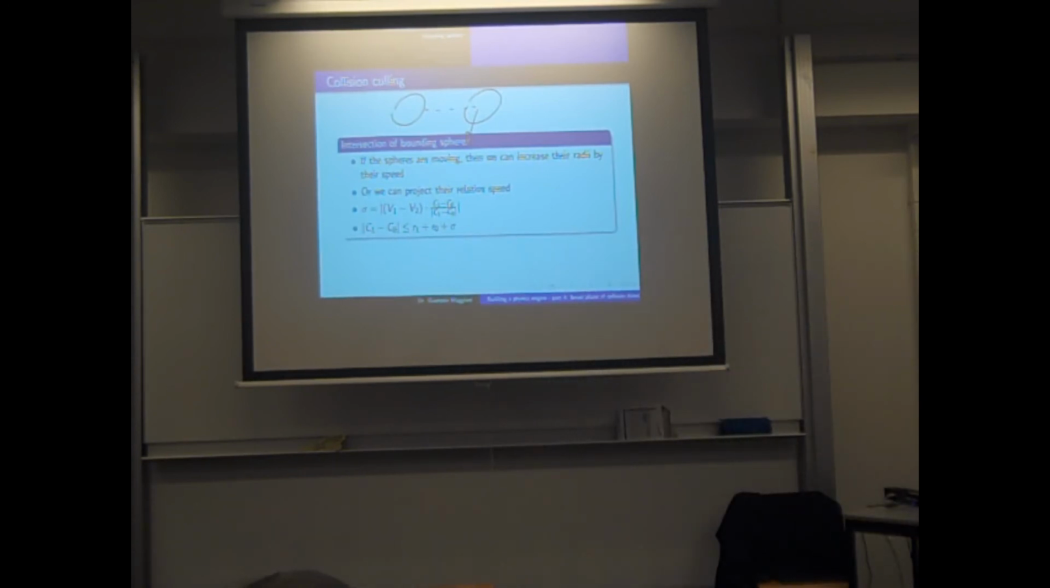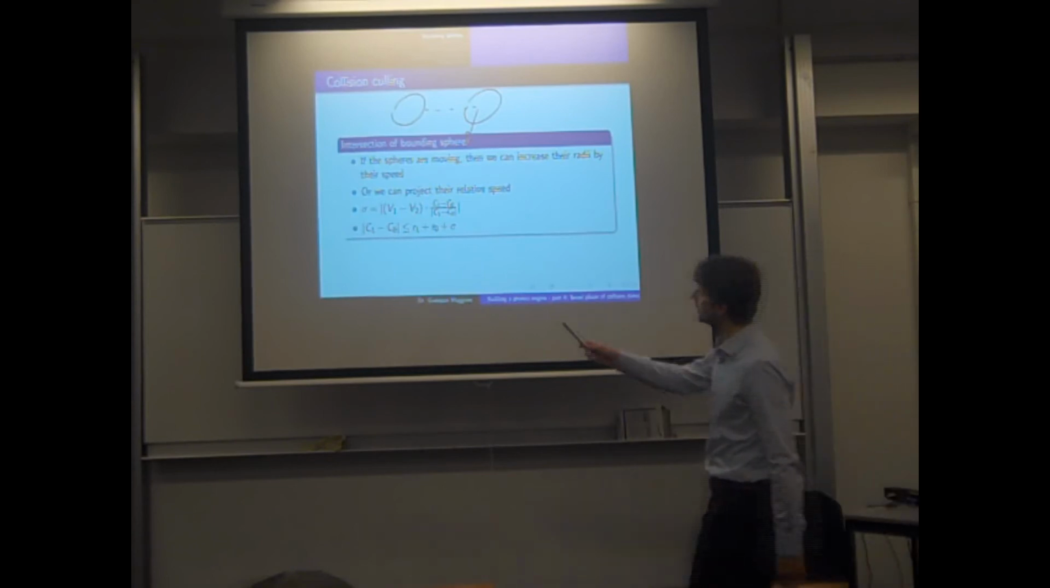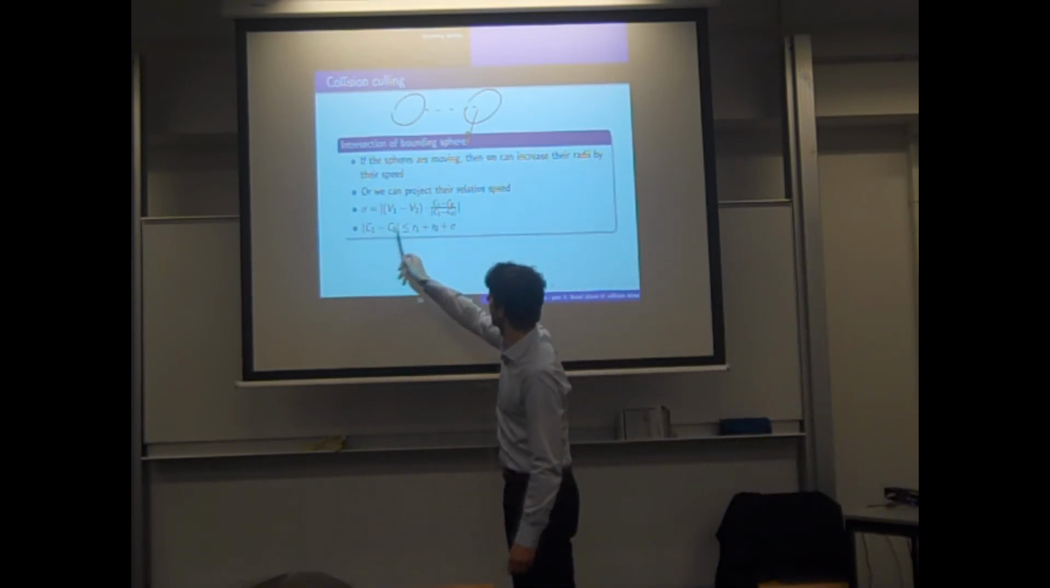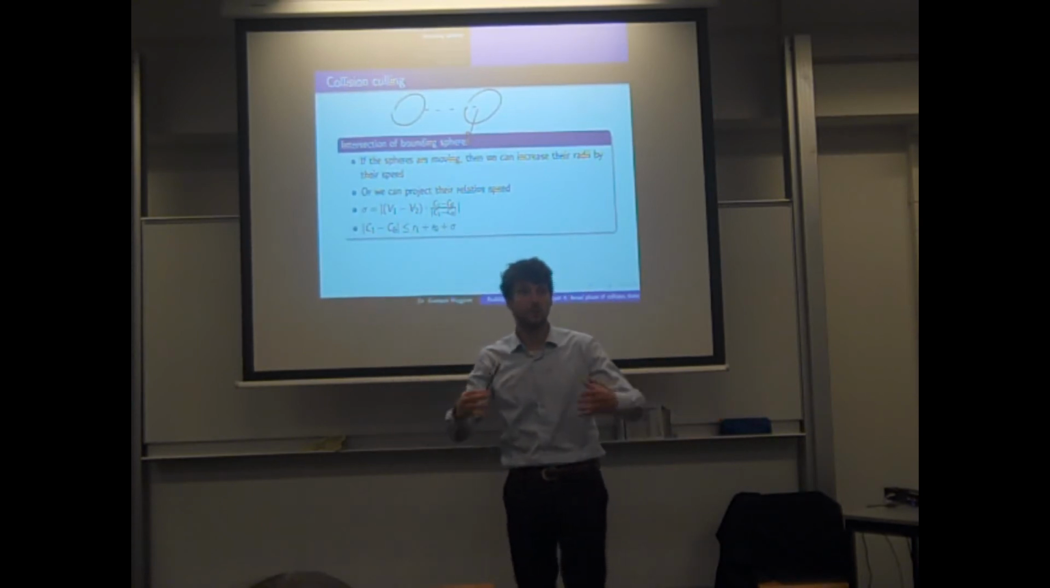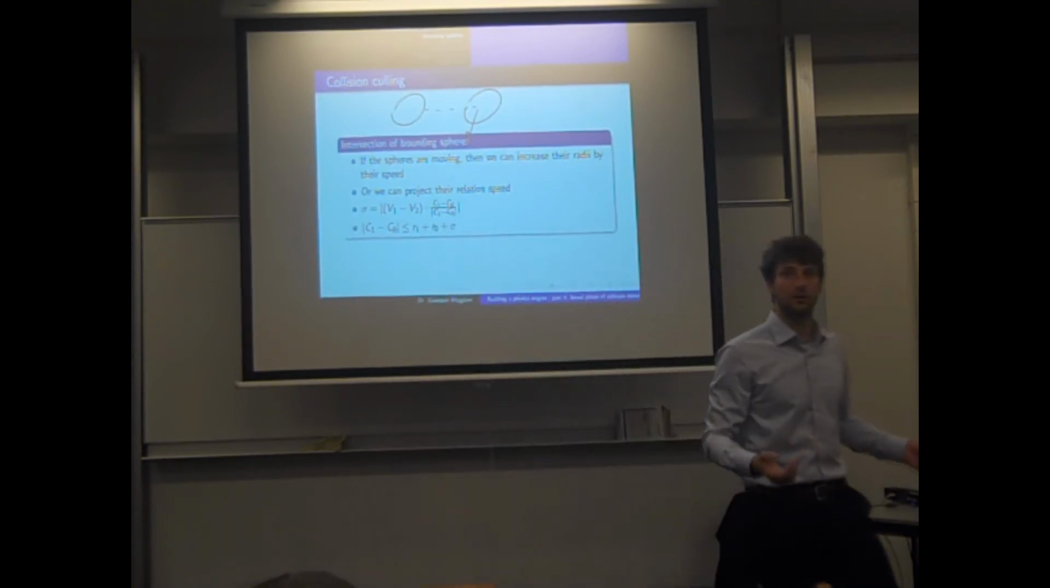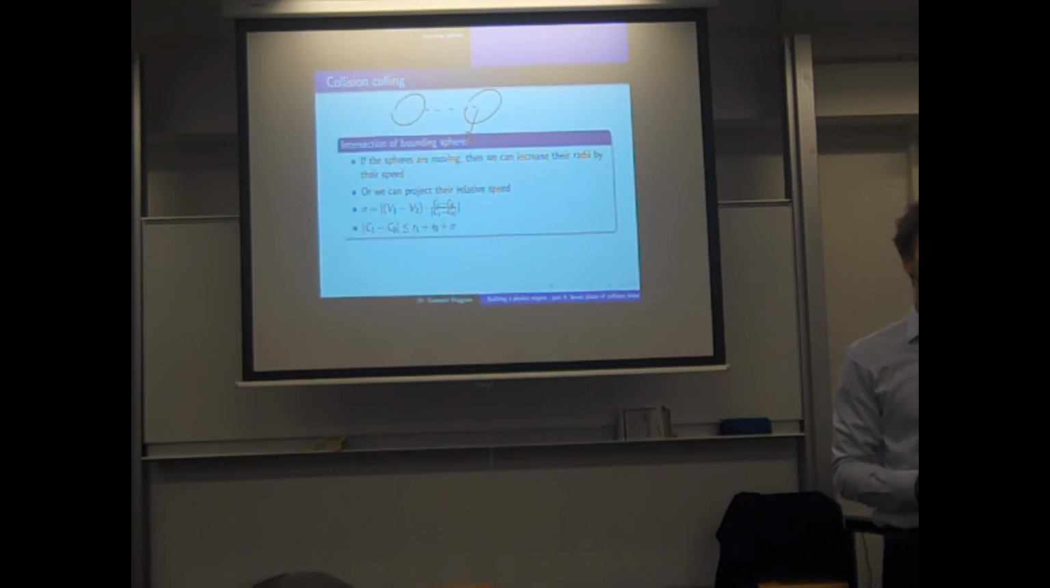Alright? And then when you check the distances between the centers, the distance has to be smaller than the sum of the radii plus the relative speed, because that is how much the objects are getting closer to each other.